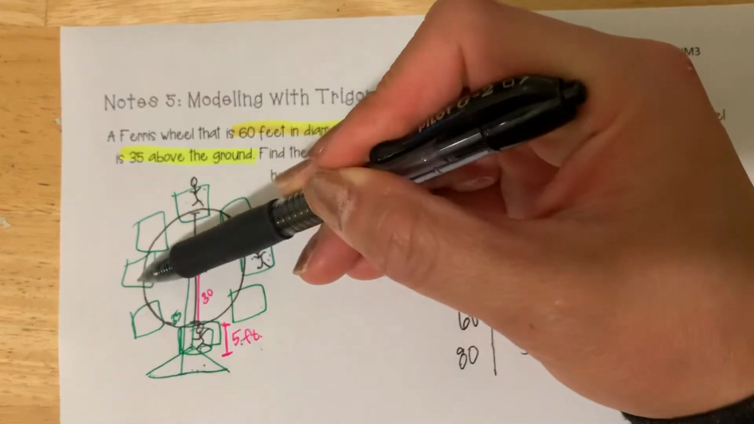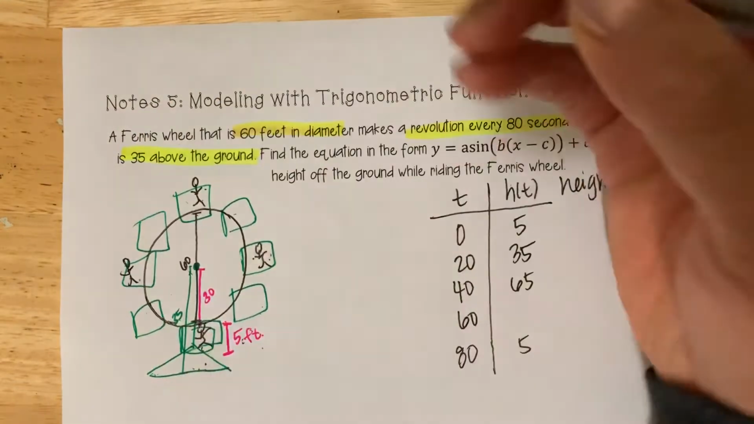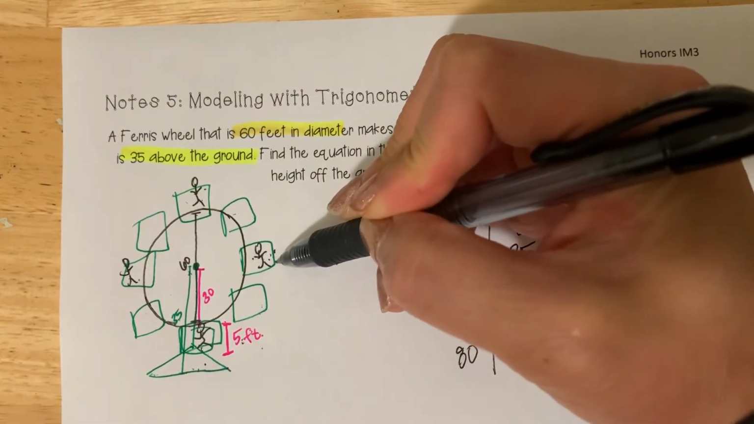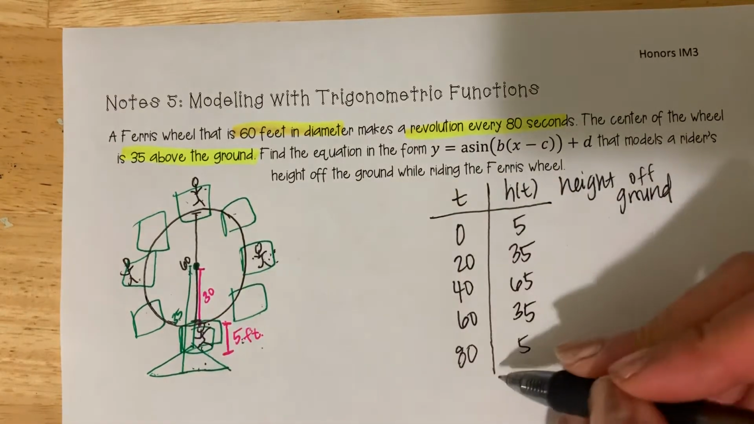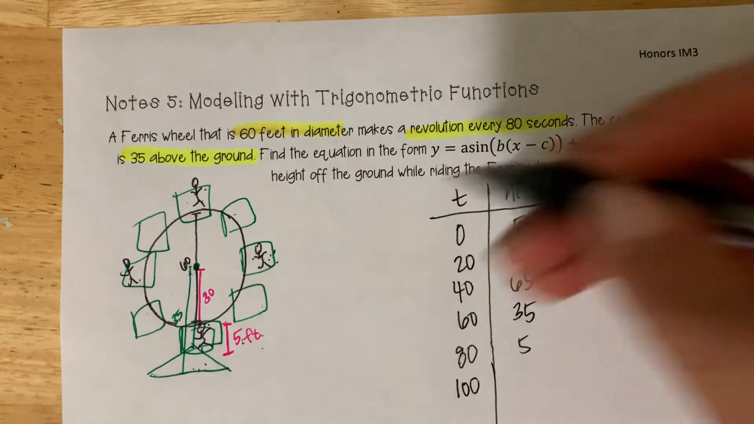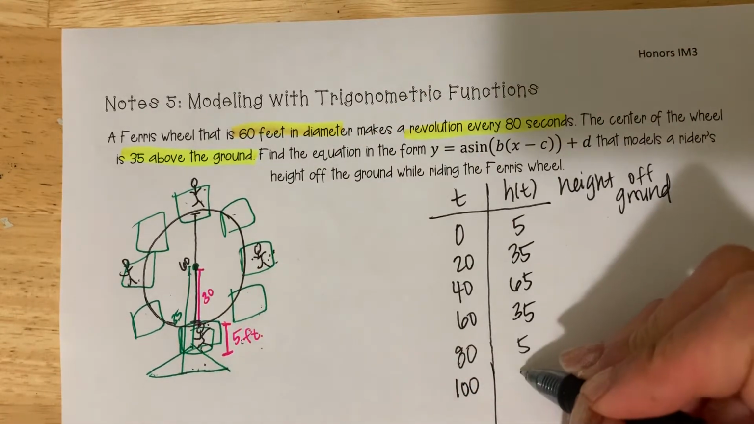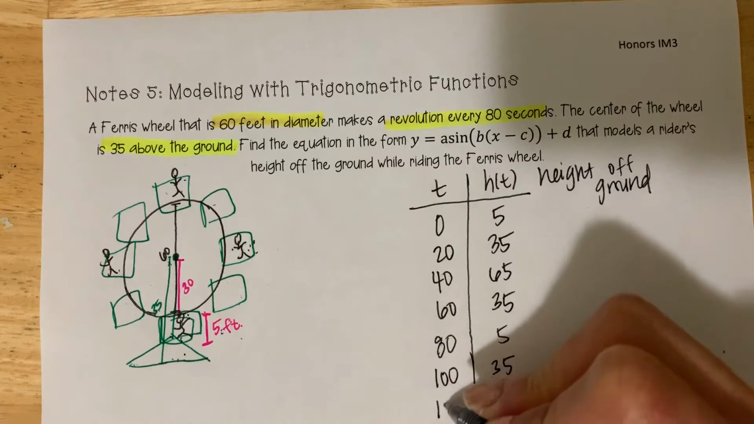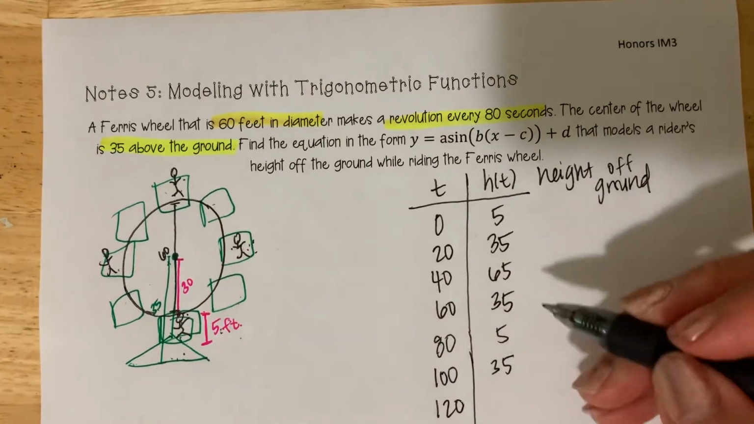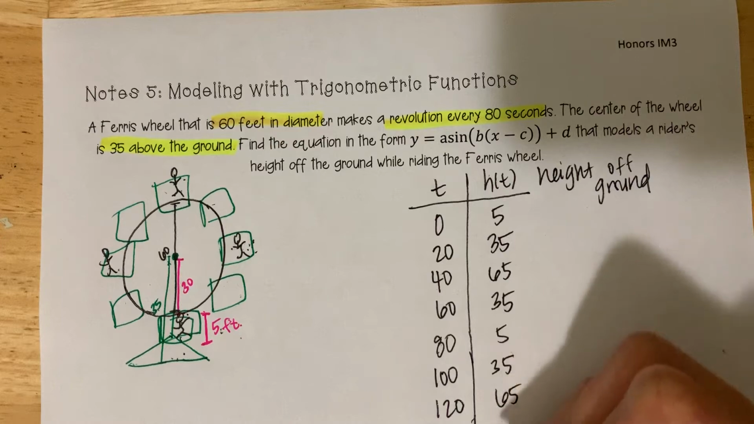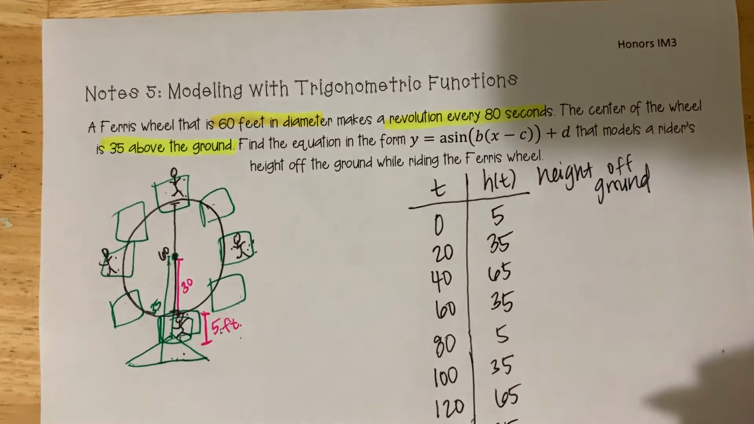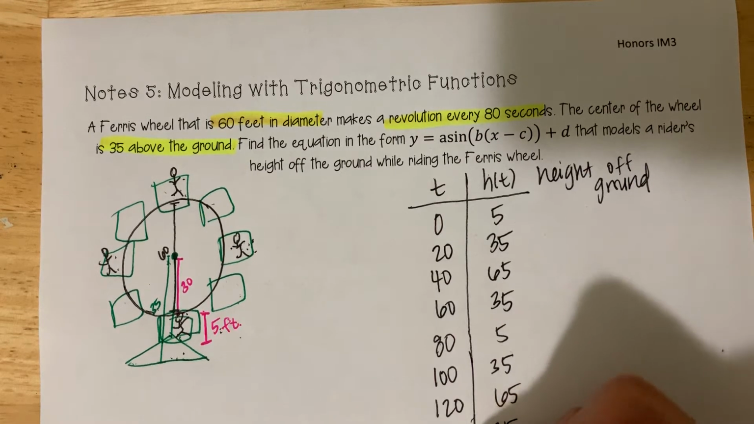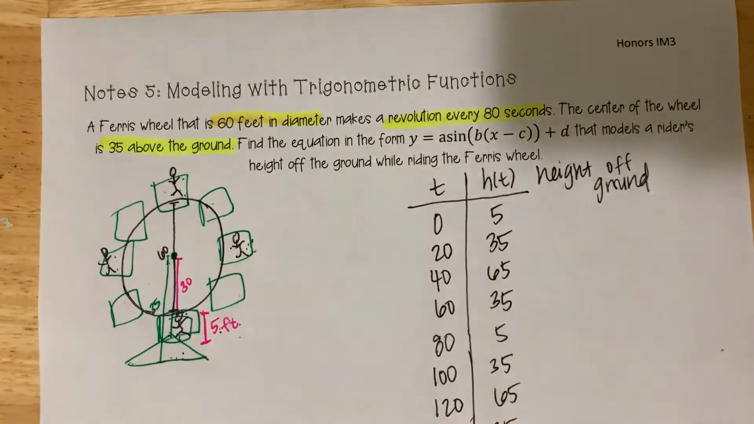At 60 seconds, you're right here, which means that you should be the same height as when you were at 20 seconds. So again, you should be at 35 feet. And then you're at 80 seconds again. And if you were to continue this, at 100 seconds, you should be right here again, which was 35. At 120 seconds, you'll be at the very top of the Ferris wheel, which is at 65. At 140 seconds, you should be 35 feet again. And then at 160, you're back down there.